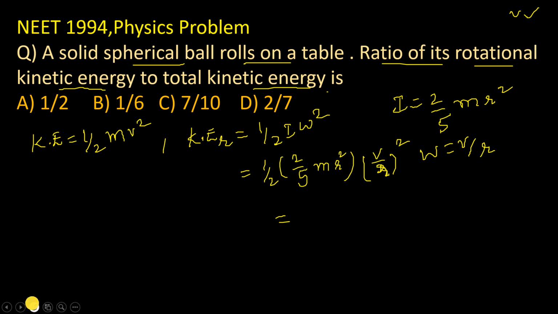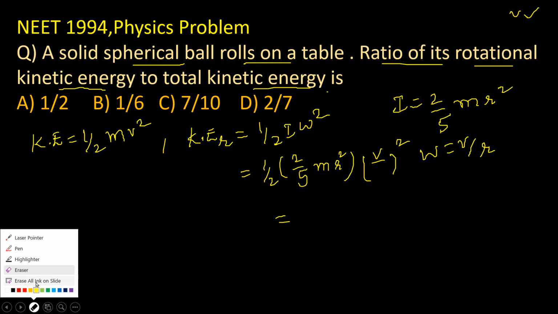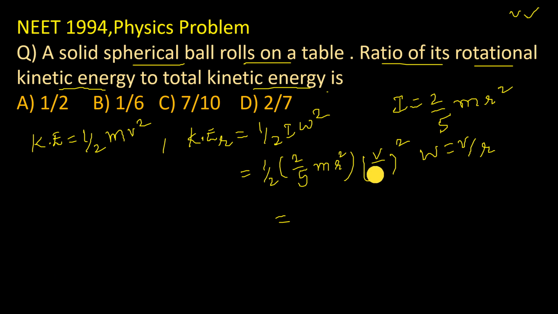So here you can see this is r. If you solve it, this r cancels with r square. Now if you do it, we will get 1 by 5 mv square.